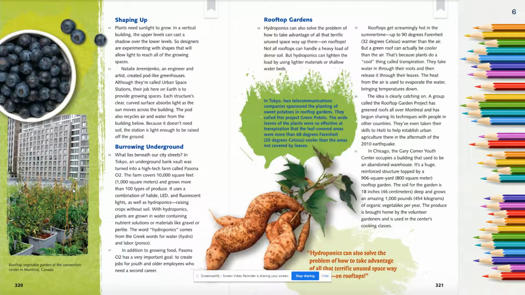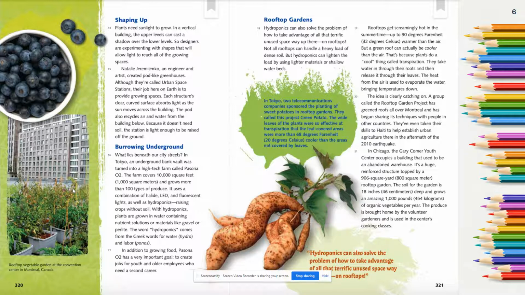In Chicago, the Gary Comer Youth Center occupies a building that used to be an abandoned warehouse. It's a huge reinforced structure topped by a 906 square yard, 800 square meter rooftop garden. The soil for the garden is 18 inches deep and grows an amazing 1,000 pounds of organic vegetables per year. The produce is brought home by the volunteer gardeners and is used in the center's cooking classes.